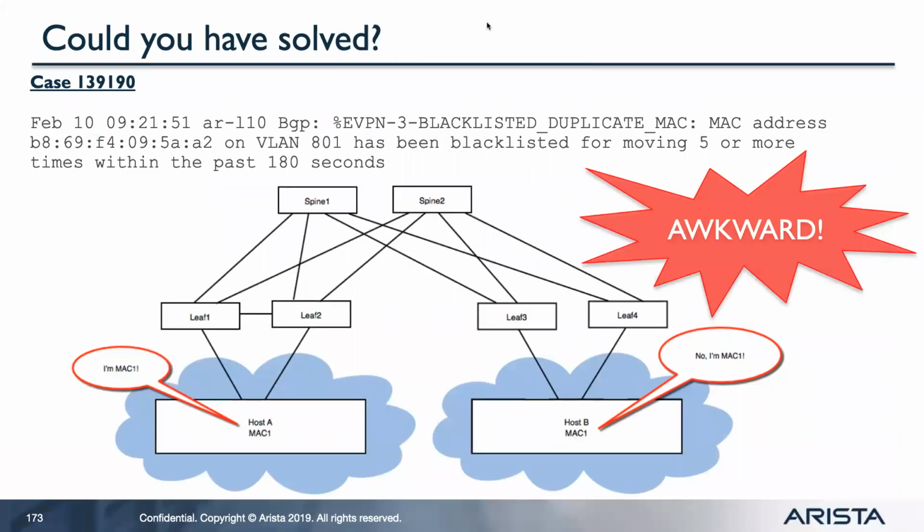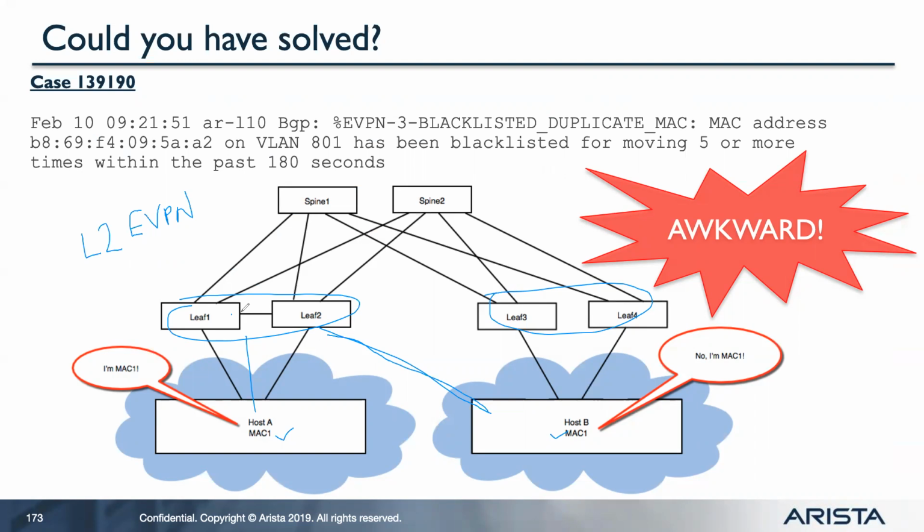And that is this. So this is your leaf, right? Two leaf pairs and spine connected, and you have host A and B connected, L2 EVPN. Now what if both the hosts have the same MAC, same MAC 1, or basically there is a loop? This is somehow connected through an L2 switch this way, an L2 loop. What will happen?